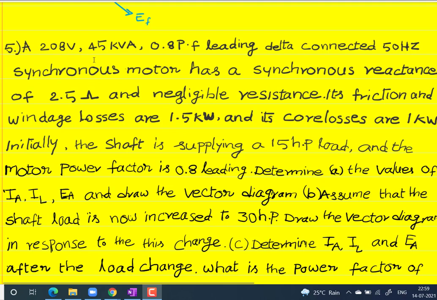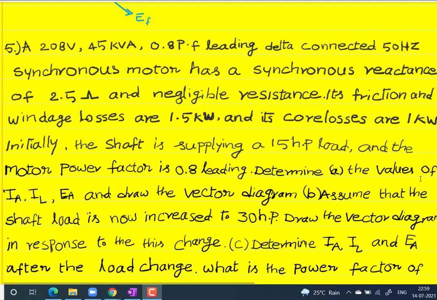A 208 volts, 45 kVA, 0.8 power factor leading, delta connected, 50 Hz synchronous motor has a synchronous reactance of 2.5 ohms and a negligible stator resistance. Its friction and windage losses are 1.5 kilowatts and its core losses are 1 kilowatt. Initially, the shaft is supplying a 15 HP load and the motor power factor is 0.8 leading.